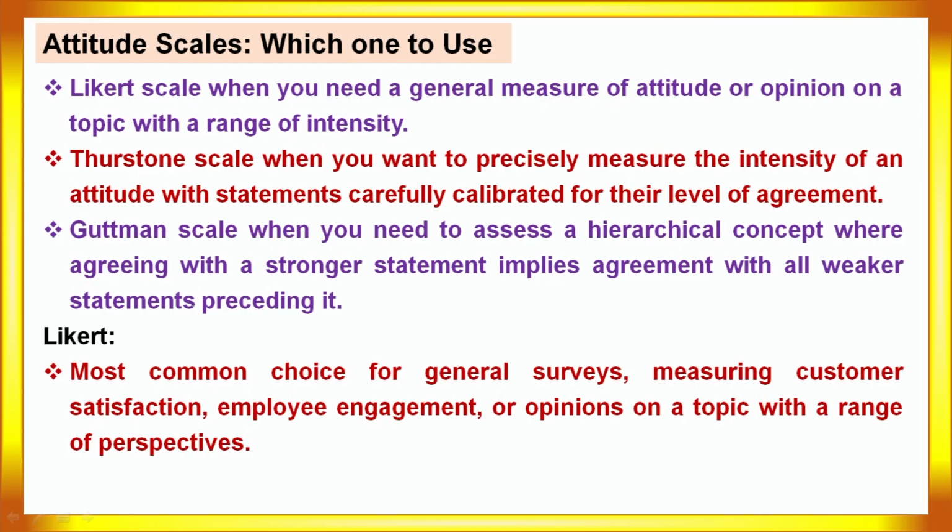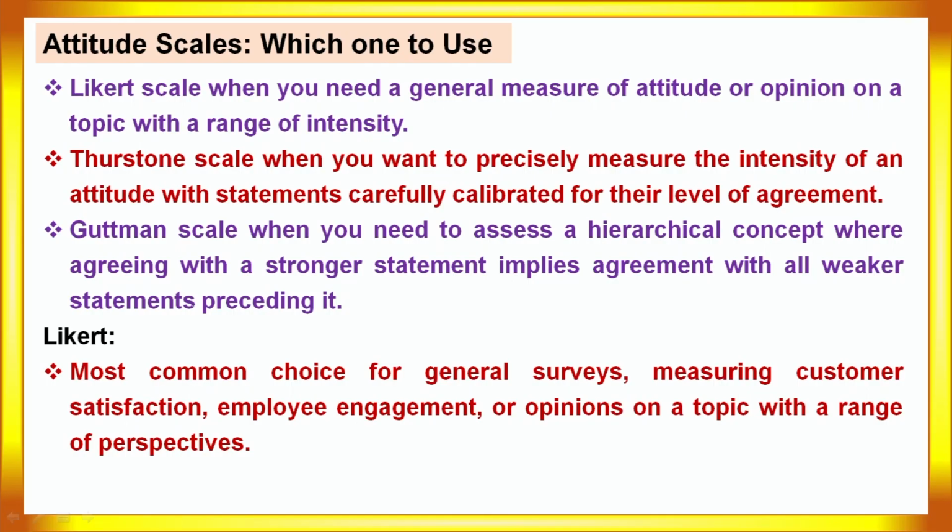Okay, so the Likert scale is needed when in general you are trying to measure an attitude or opinion on a topic which can be expressed in terms of intensity. The Thurstone scale is used when you want to precisely measure the intensity of an attitude with statements carefully calibrated for the level of agreement. On the other hand, the Guttman scale is used when you need to assess a hierarchical concept, where agreeing with a stronger statement implies agreement with all the weaker statements. These three statements may not be that clear.